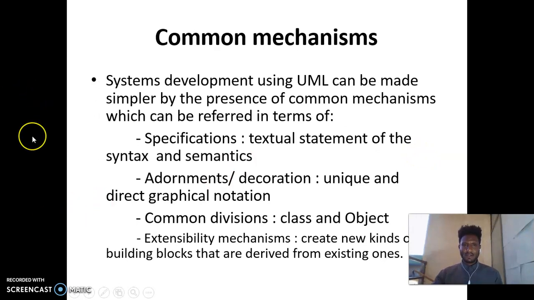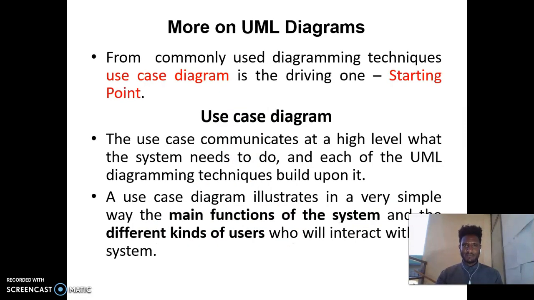So in these common mechanisms, system development using UML can be made simpler by the presented common mechanisms, which can be referred to in terms of specific adornment, that means decoration, common division, and extensibility mechanism. So these are the different common mechanisms of the UML.